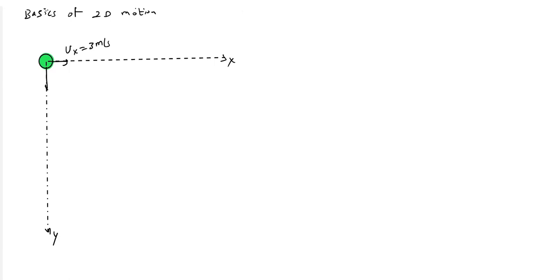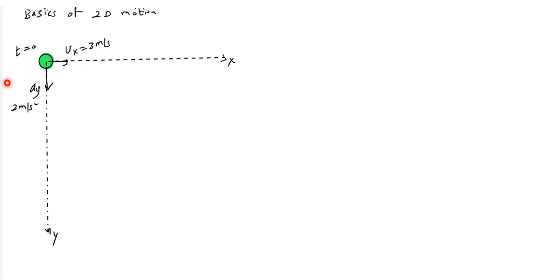Let it have an acceleration ay equal to 2 meters per second square. How much acceleration? 2 meters per second square. So at t equals 0, let the particle be at origin. How is this particle going to move? This is what we'll be studying. How will this particle move under the action of this initial velocity and acceleration?